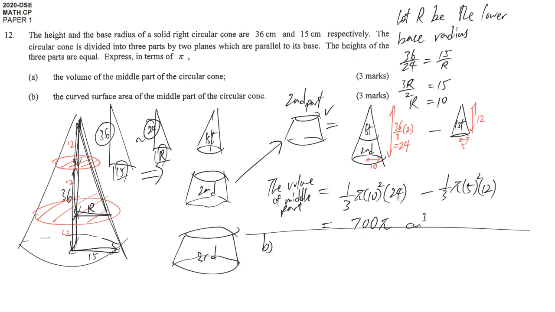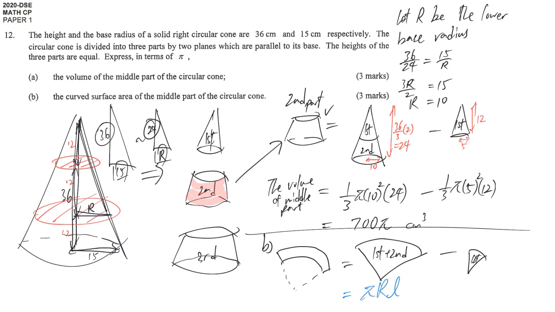Part B, which is similar, we are asking for the curved surface area of the middle part. Remember the word curved. That means we only consider the lateral surface, but we do not consider the base circle here. If we stretch it out, it is an arc like this. And obviously it comes from the curved surface area of the first and second parts: the curved surface area from this cone, and then subtract the curved surface area from the smallest cone. The curved surface area is pi RL by the formula.